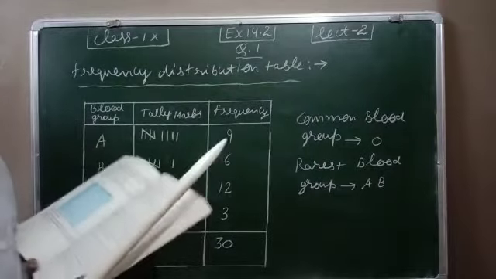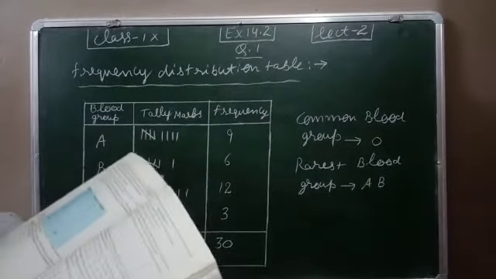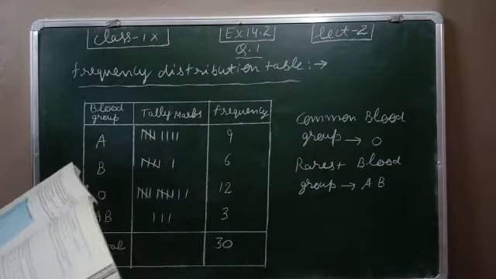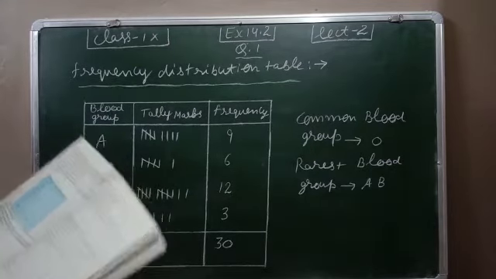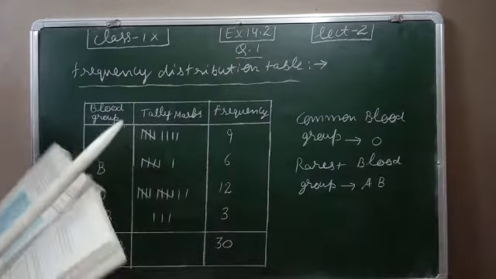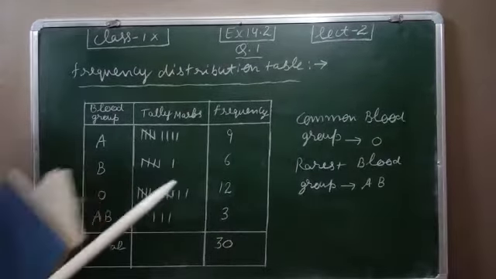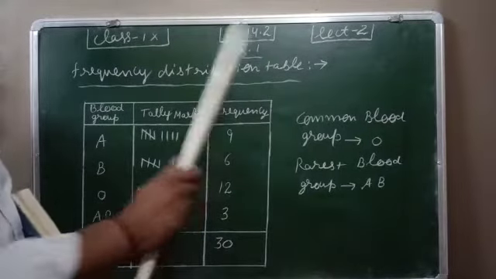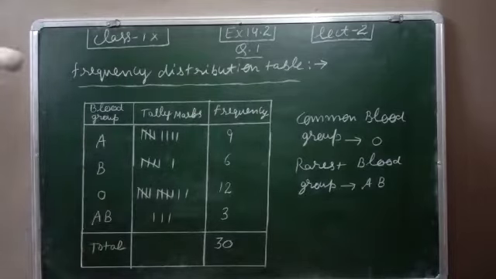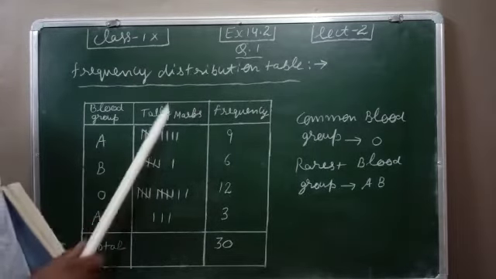Yesterday we discussed the meaning of statistics, then primary data and secondary data. Two questions were there in the first exercise, and we completed the first exercise yesterday. Today we will start with the second exercise. In this second exercise we will study the frequency distribution table and the group frequency distribution table. Today we will discuss the frequency distribution table.